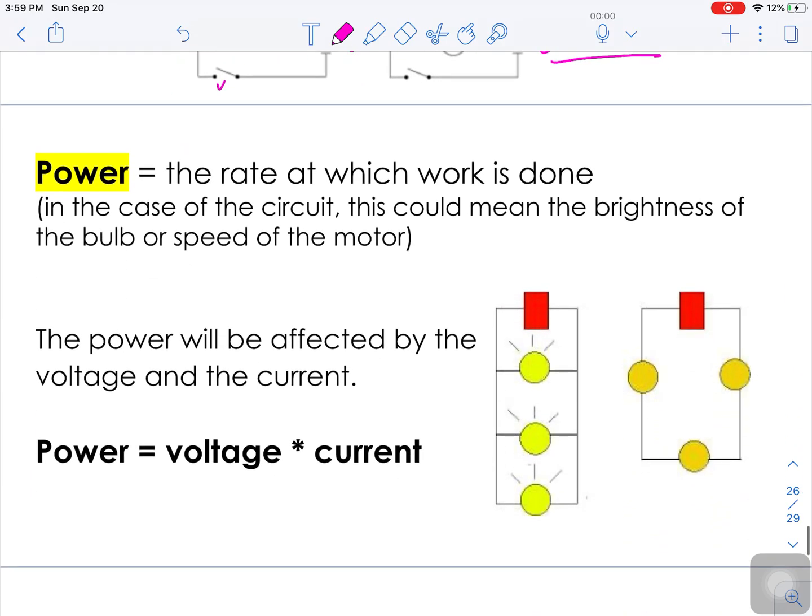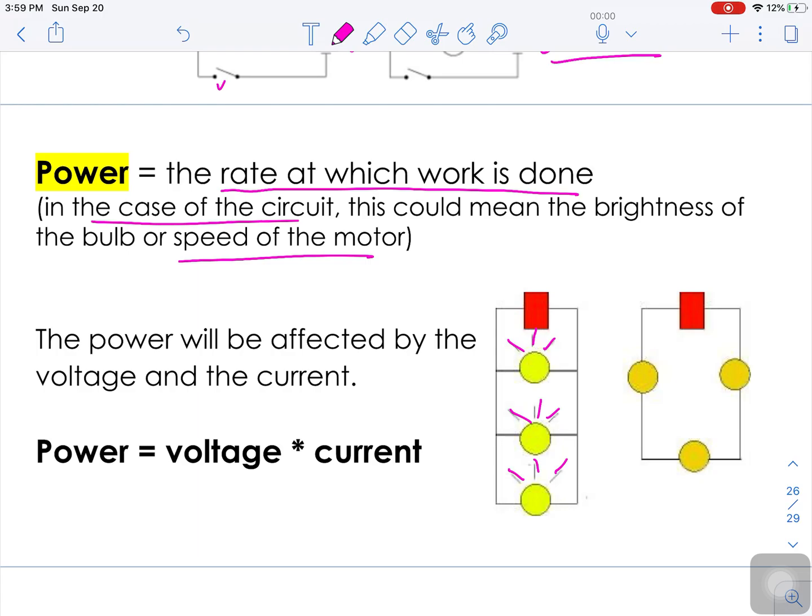All right, last term I'm going to throw at you is the term power. When we look at power, this is the rate work is done. So in the case of a circuit, this means how bright a bulb is lighting. I talk about the power of the bulb, the rate at which work is being done. If there's a motor, I might talk about the speed of the motor too, the power of the motor, the rate the work is being done.